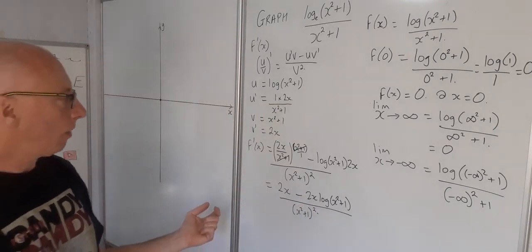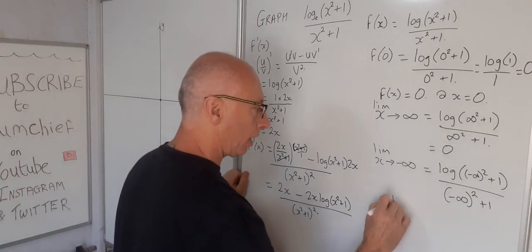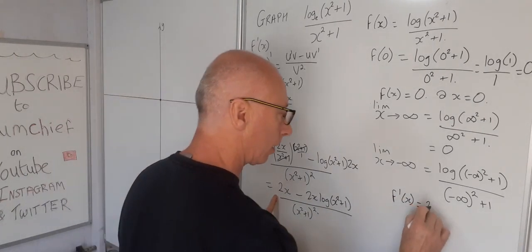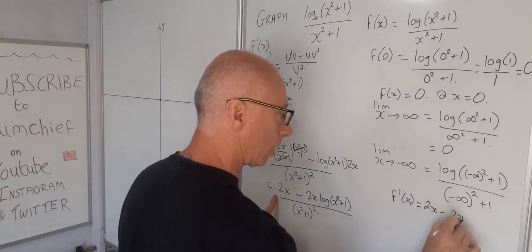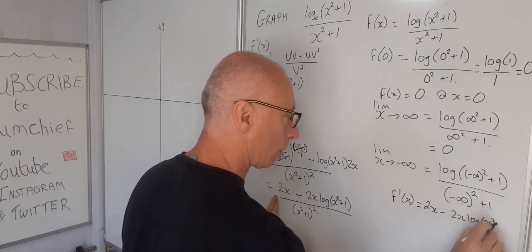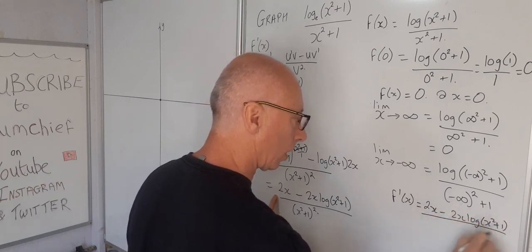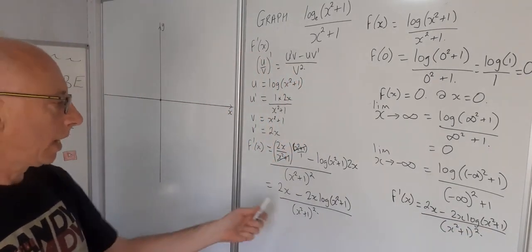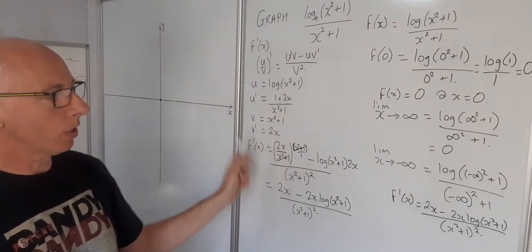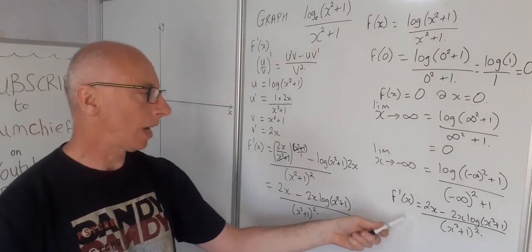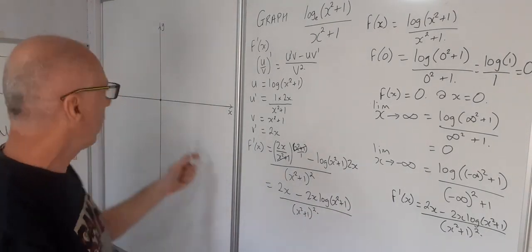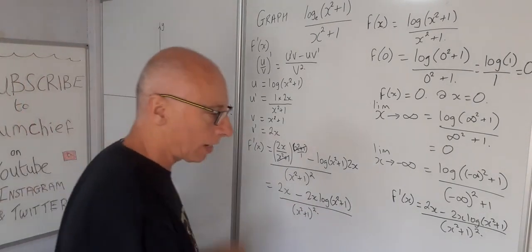So that's the derivative of our function. So I'm going to write that on here. f prime of x is 2x minus 2x log of x squared plus 1 all over x squared plus 1 quantity squared. Okay, I'm going to rub this off the board now, and then we're going to find where our derivative equals 0, thus finding the turning point, and then help us to construct our graph. So that's going to be next.